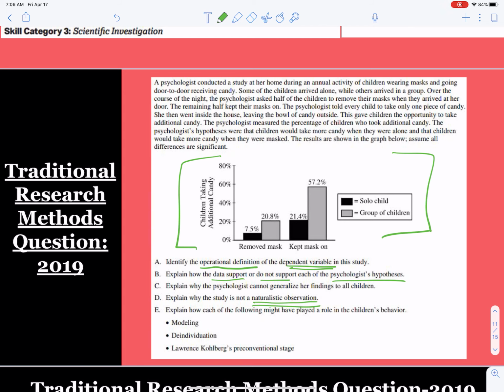Then you notice how they have three bullet points here that are asking you how the following might have played a role in the children's behavior. So we have sort of like a concept application within the research question. We still need to know these key concepts from psychology and how they apply to what happened in this research.